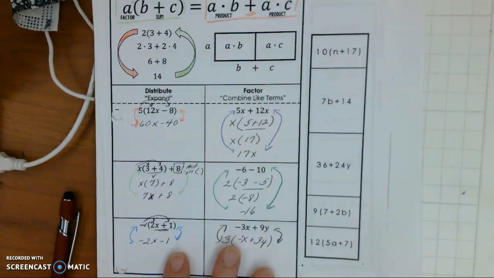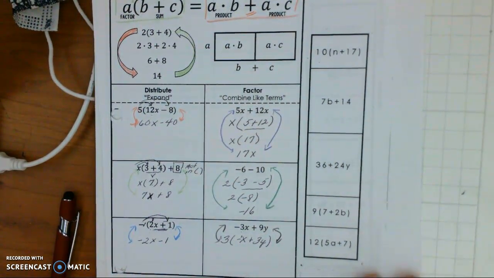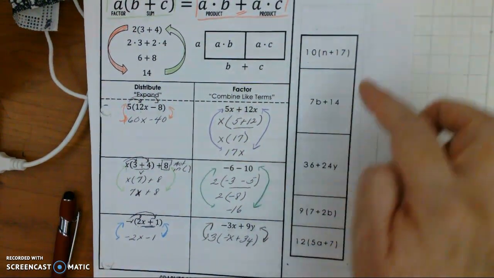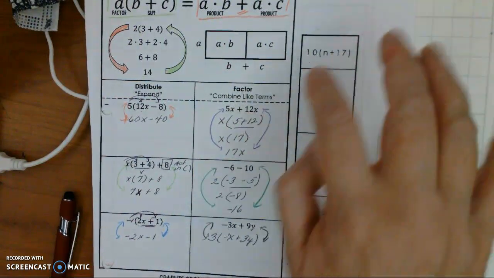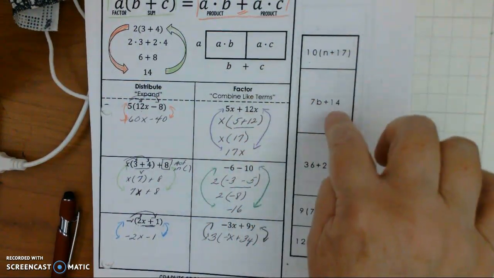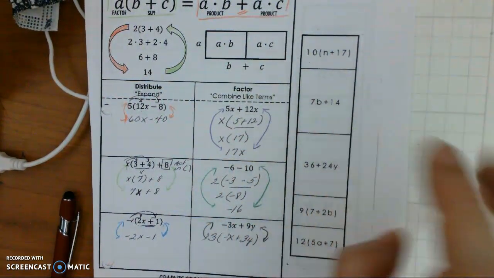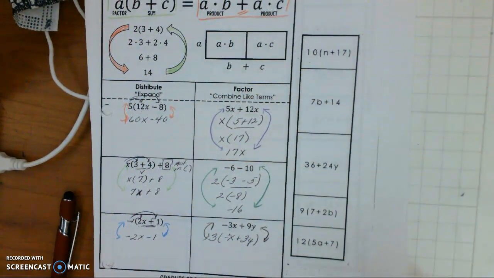Now, I'll give you a minute to take that down, and then I'm going to pause. I want you to decide: are you going to distribute this, or are you going to factor it? Think about what you're going to do for each, and we'll go over that. I'm going to pause it for just a couple minutes. And remember, if color coding helps, go ahead and use it.